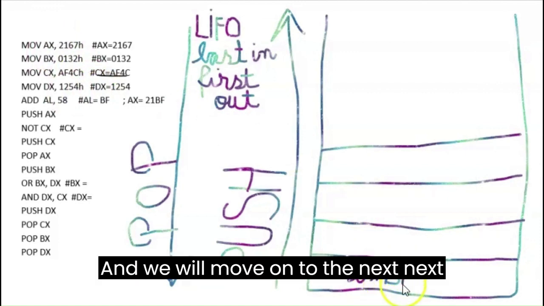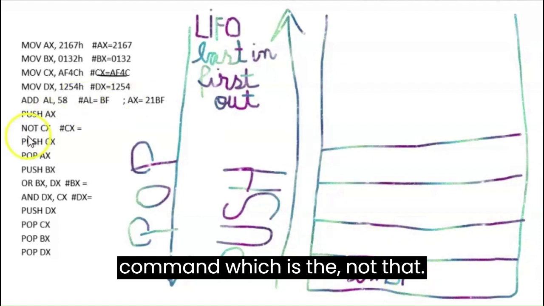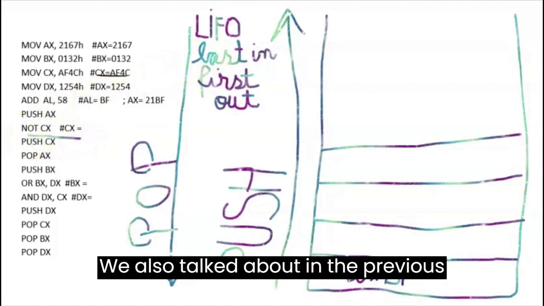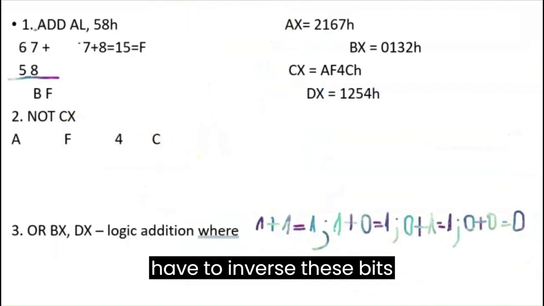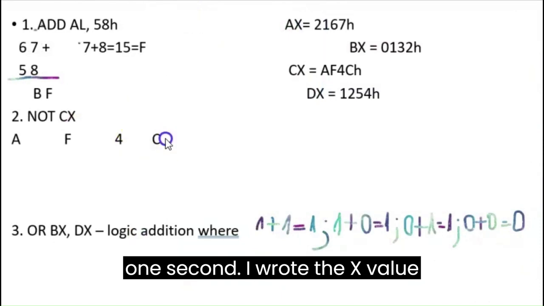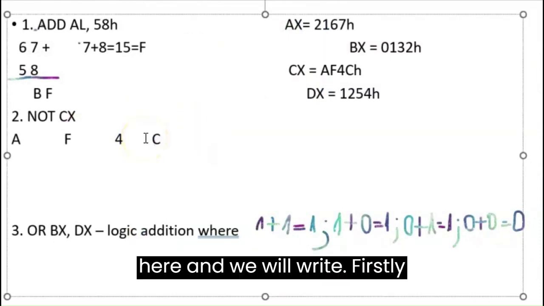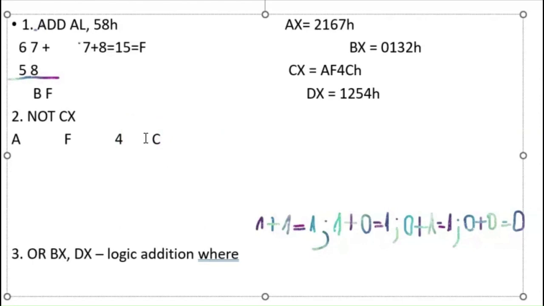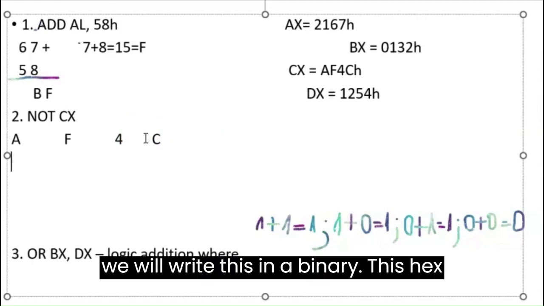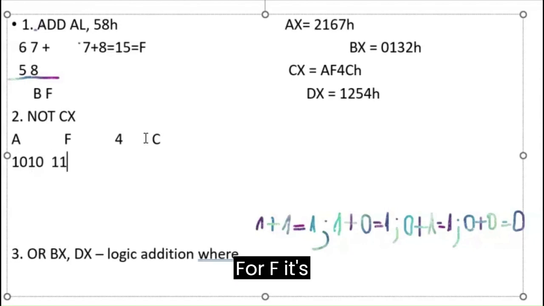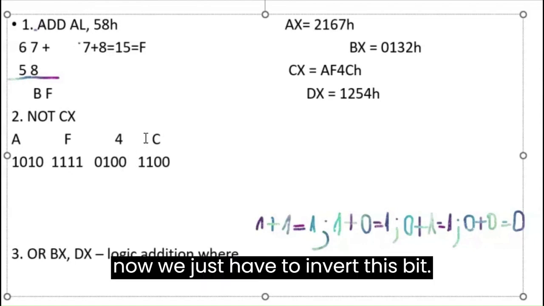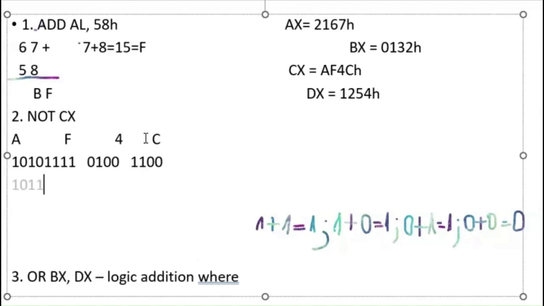And we will move on to the next command, which is the not, that we also talked about in the previous example. So in the not command, we just have to inverse these bits. One second, I wrote the CX value here. Firstly, we write these hex numbers in binary. So for A, it's 1010. For F, it's 1111. For 4, it's 0100. And for C, it's 1100. And now we just have to inverse these bits. How do we do this?